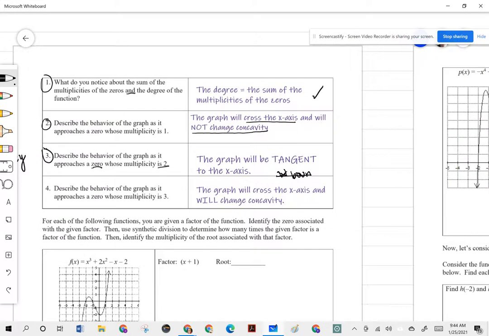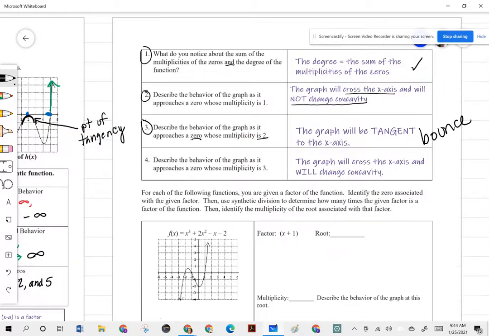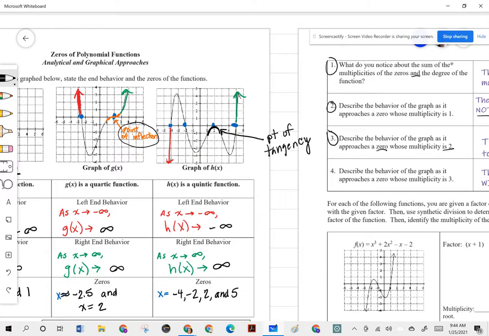Oh, hold on. Got a little lag here today. So we've got a bounce. Okay, and then that's what's happening here with this point of tangency. Okay, it's got a multiplicity of 2.